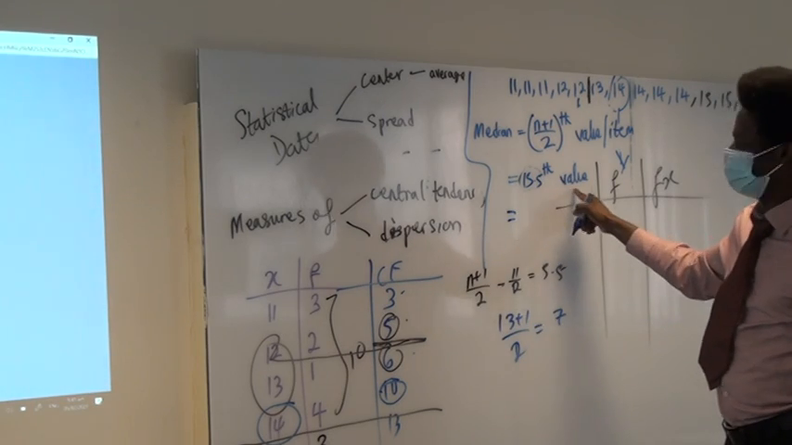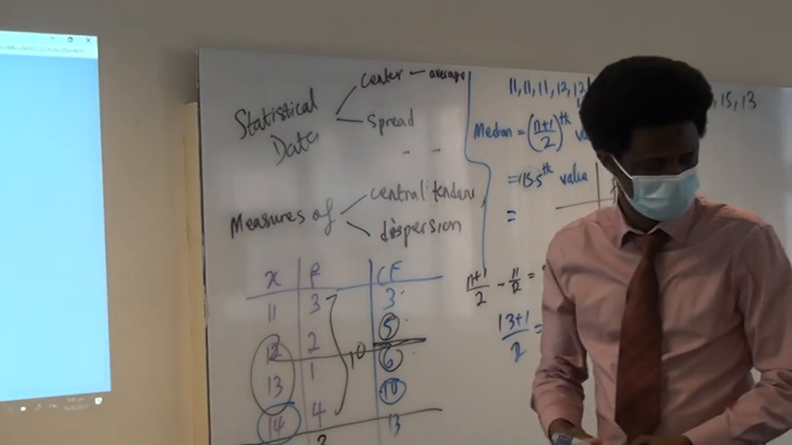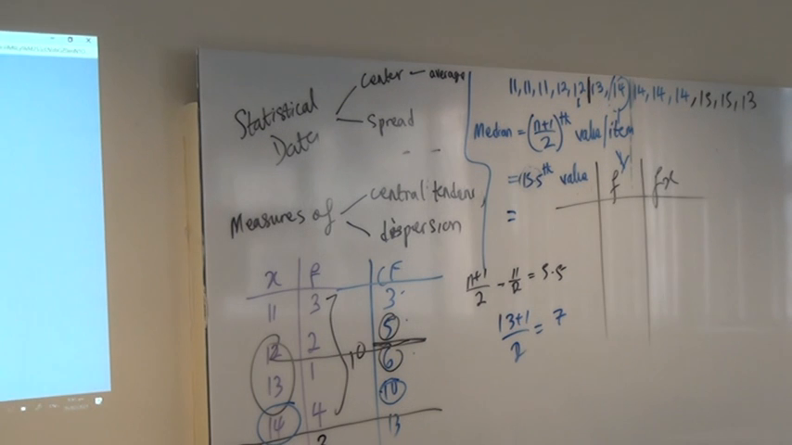So this is not the median. That is why you need to write properly. Understand? That n plus 1 over 2 tells you the position. You can use value, you can use item.